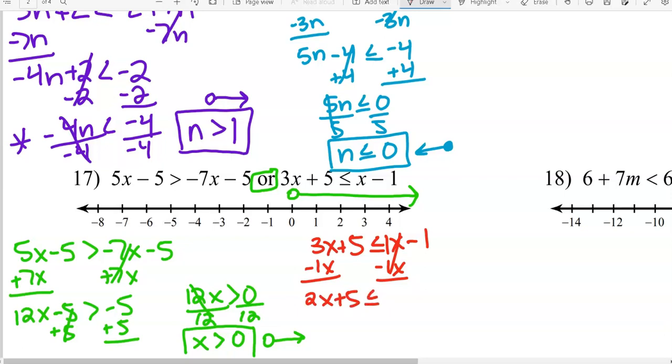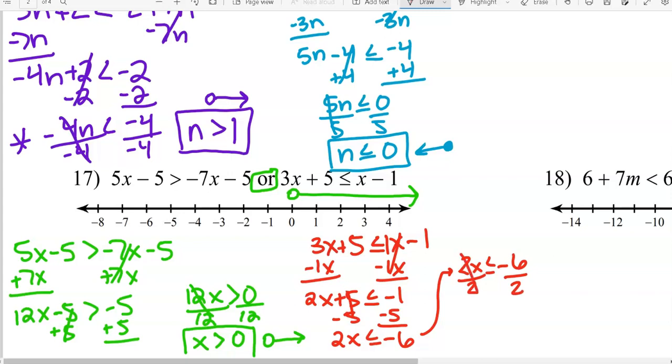2x plus 5 less than or equal to negative 1. Now what? There you go. Subtract 5. So we have 2x is less than or equal to, what's negative 1 minus 5? There you go. Good. And then my last step. We have this. How am I going to move that 2? We're going to divide by 2.